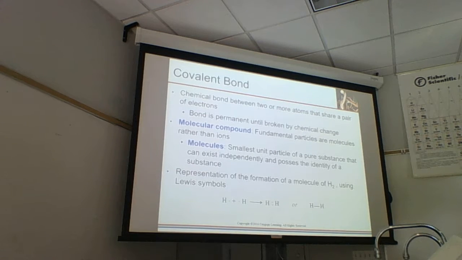However, these pairs of electrons are not being shared. These are called lone pairs here. This is called a bonding pair here. Lone pairs. This one's a bonding pair.